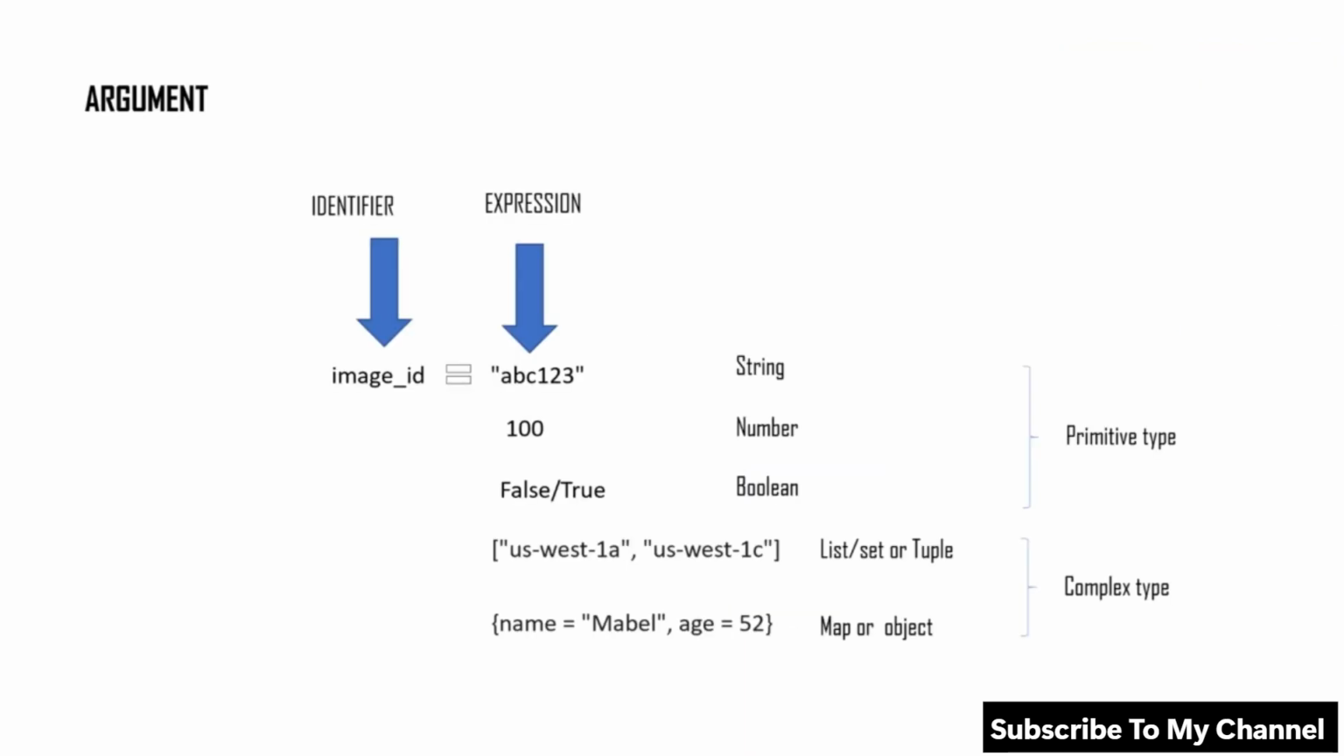So let's talk about arguments. Arguments consist of an identifier and an expression. Here in this particular example, the identifier is image underscore ID, and the expressions can be of the following types. It can be a string, a number, a boolean, or it can be of a complex type, that is a list, a tuple, a map or an object. These primitive types and complex types are something that I will teach you when I'm teaching you about variables.